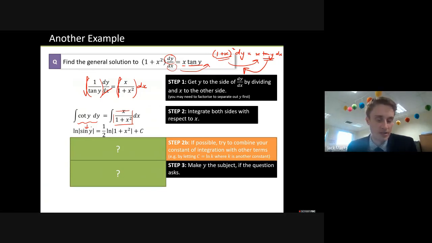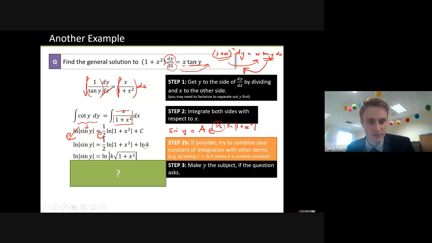So we can try and get y on its own. We'll put e on both sides then. Remember, e to the c will be a. That's one way you could do it. So you could say sine of y, because those parts will cancel, will be equal to, if I put e to the c, that could be a, and then e to the half natural log 1 plus x squared. There's lots of manipulation you can do here. You could move that half up there if you wanted to. There's loads of things we could do.